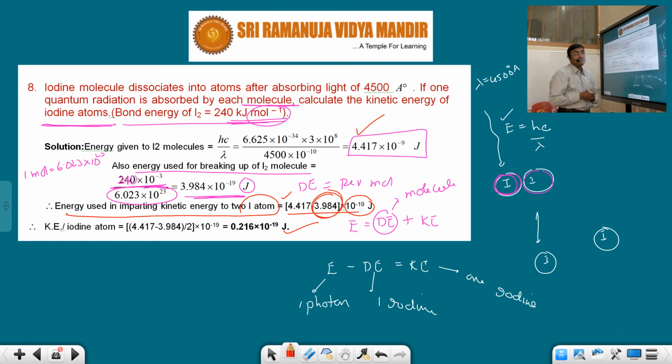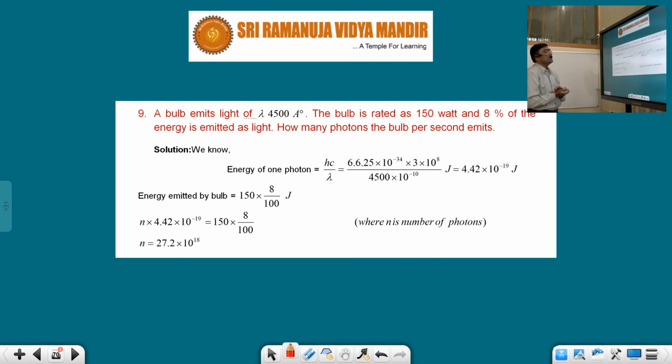Earlier it was a metallic surface. When a metallic surface is considered, work function comes into the picture. But when molecules are considered, dissociation energy is required. When you supply some energy, part of the energy is used to dissociate the molecule into atoms, and the remaining energy is converted into kinetic energy. So that's the beauty of it. I hope you understood this.